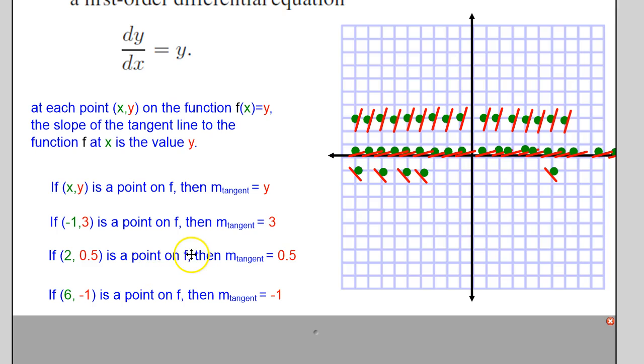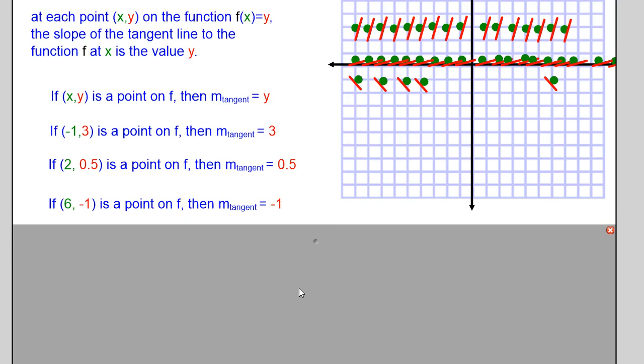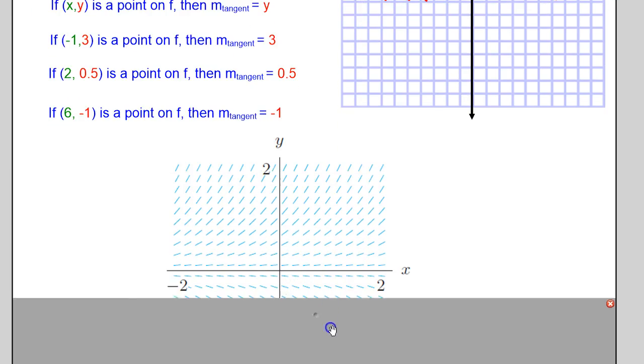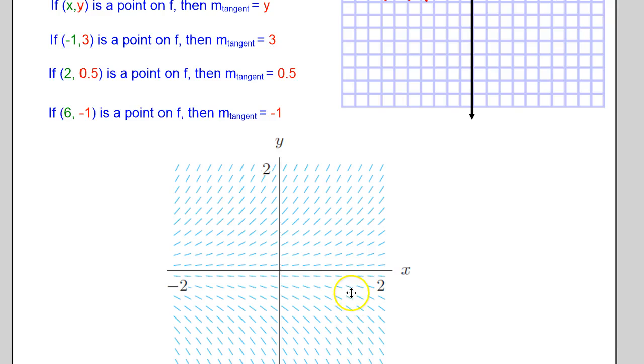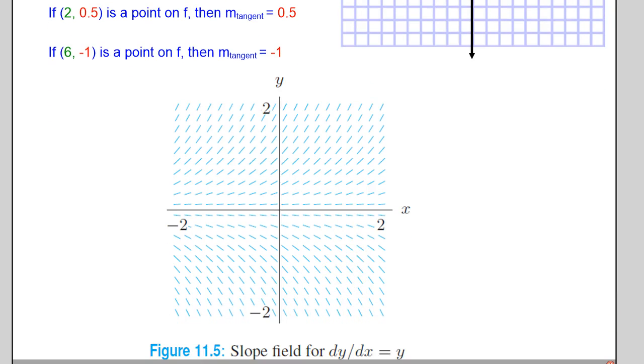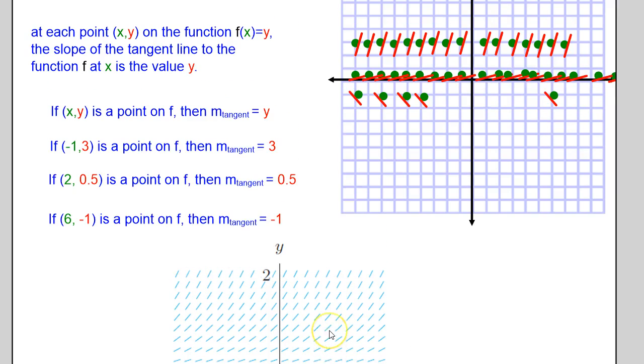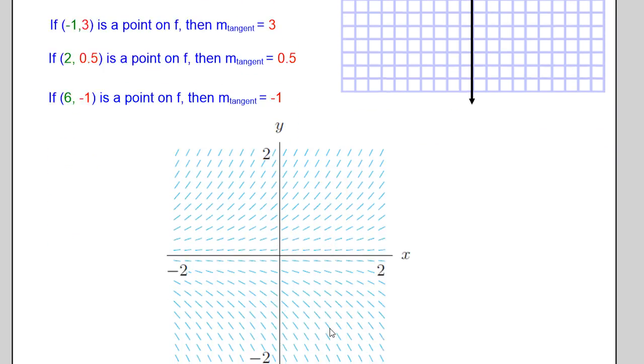So if we were to do this for every single point on this grid, we would have a bunch of little line segments that represent the tangent lines at that particular point. Well, what would that look like if we took away all of the green points and just left the tangent lines? Well, it would look something like this. And this is the slope field for the first order differential equation dy/dx equals y. And as you can see, it looks very similar to something I had over there.